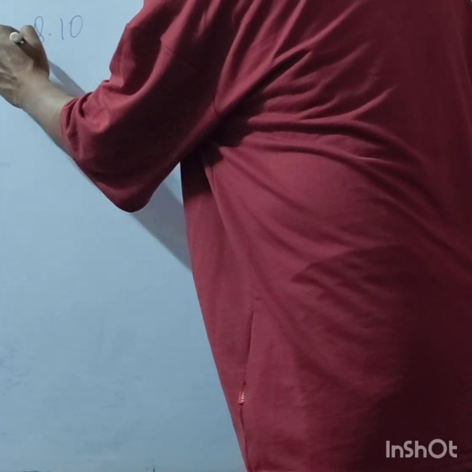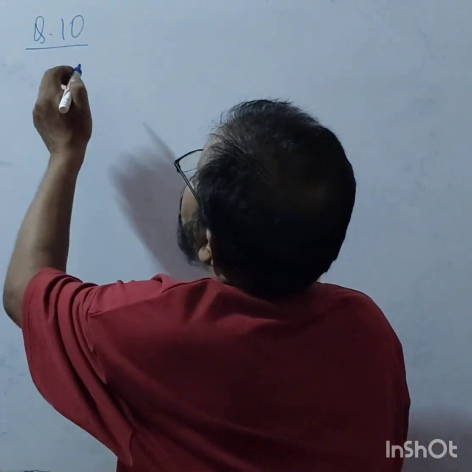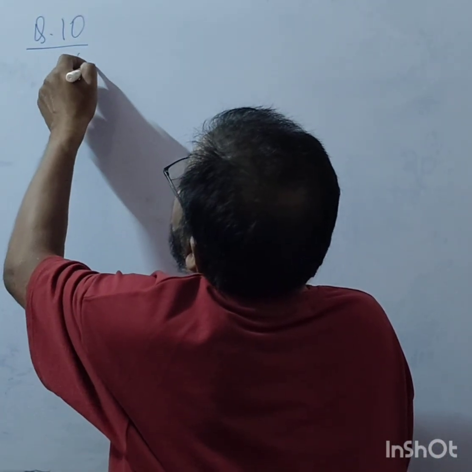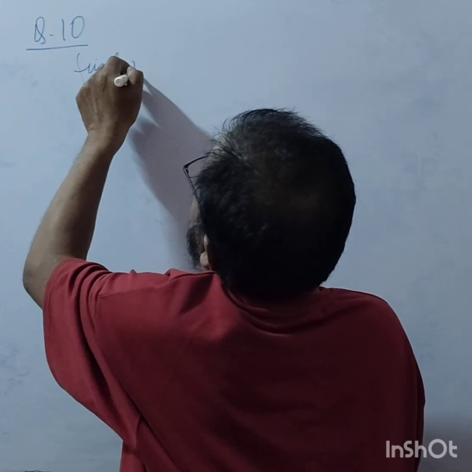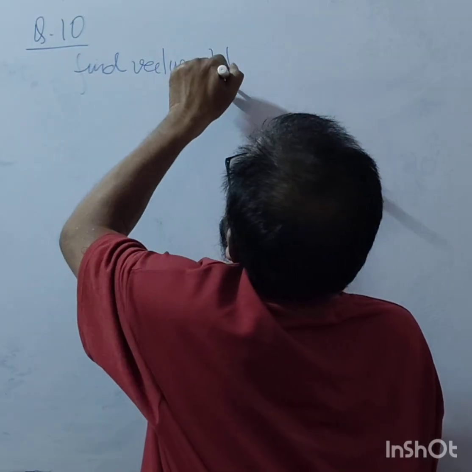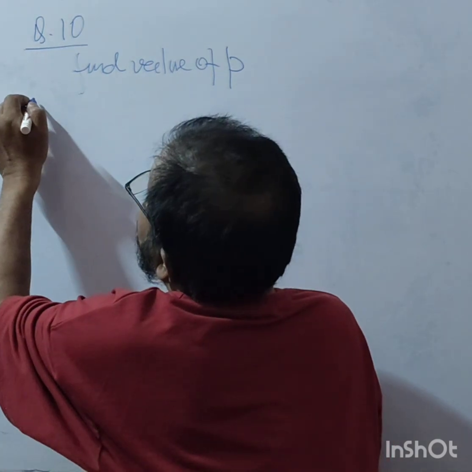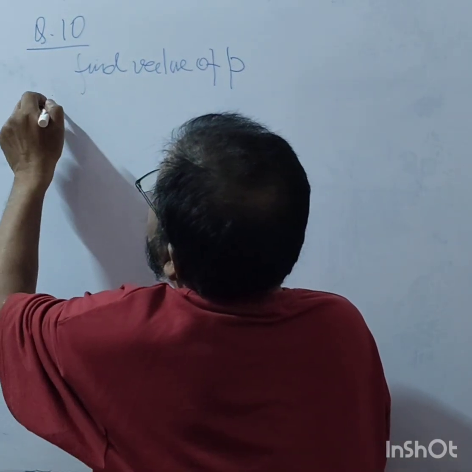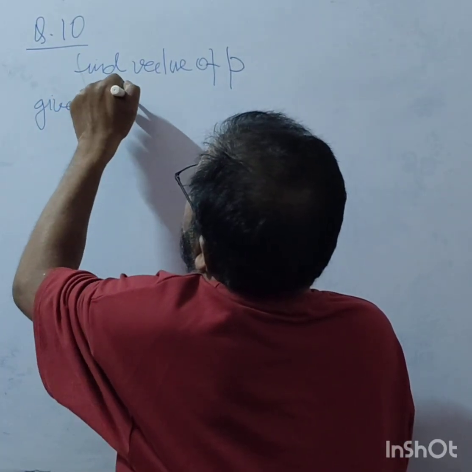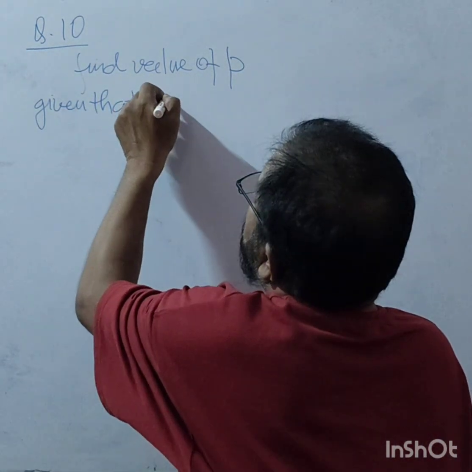Question number 10. Find the value of p. Given that line y upon 2 is equal to x minus p.